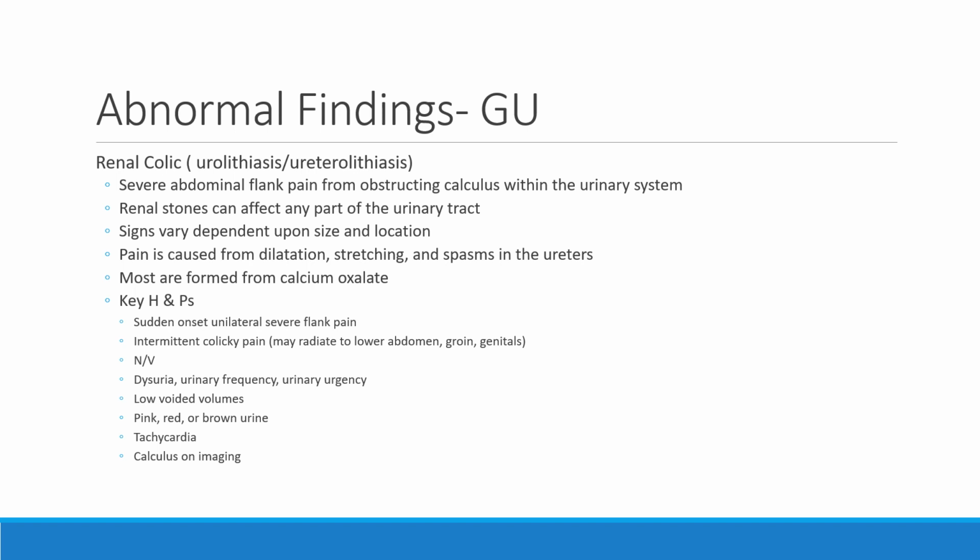Key history and physical findings are sudden onset of unilateral severe flank pain, intermittent colicky pain that can radiate to the lower abdomen, groin, or genitals, nausea, vomiting, dysuria, urinary frequency and urgency, low voided volumes, pink, red, or brown urine, tachycardia, and then the stones are seen upon imaging.